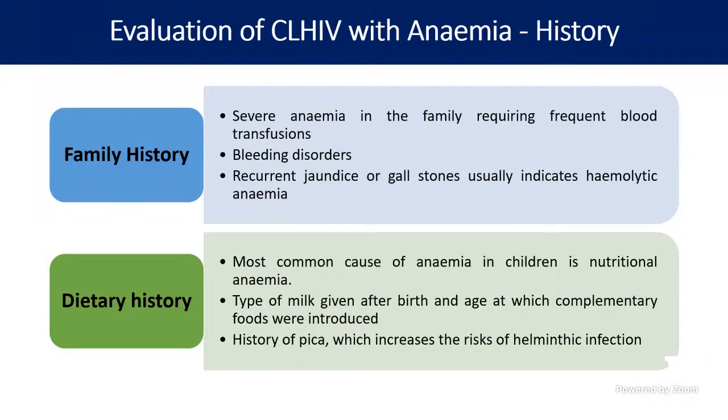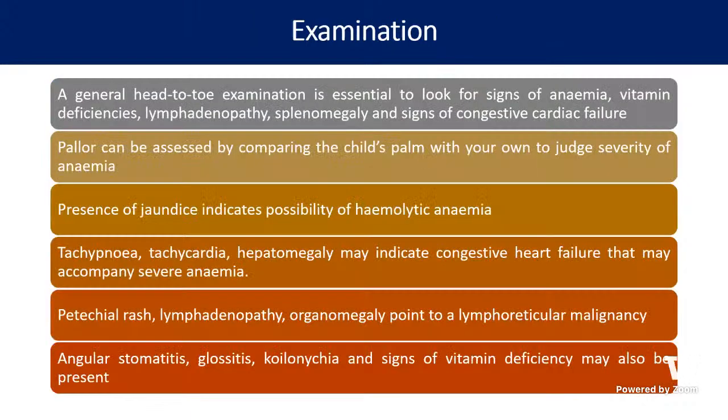So we can see the type of milk which the child is taking. Why is it important to know the type of milk? Suppose the child is taking cow milk, they may have cow milk protein allergy, leading to diarrhea, and that may lead to some amount of blood loss, which can also lead to anemia in these children. Okay.